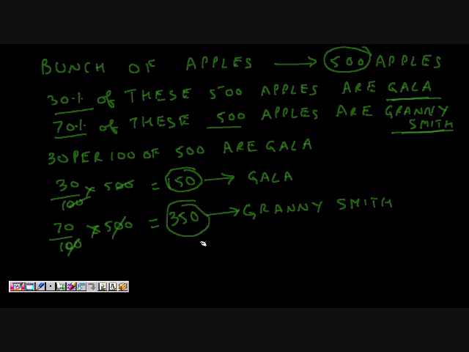Okay, and these are some simple examples of how you can use percentages.